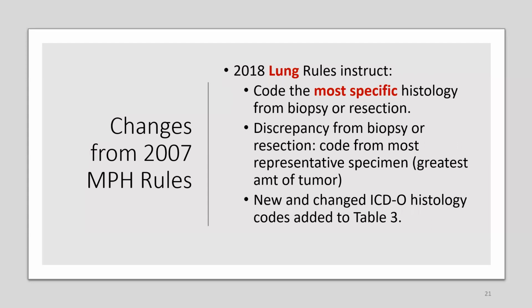Coding histology used to be from the most representative specimen pre-2018. Now we are to code the most specific histology from the biopsy or the resection. This applies to all primary sites except breast and CNS. The rules include, if you have a discrepancy, to then go to the most representative specimen, which would be the greatest amount of tumor. The new and the changed ICD-O histology codes have been updated, and they are added to Table 3.